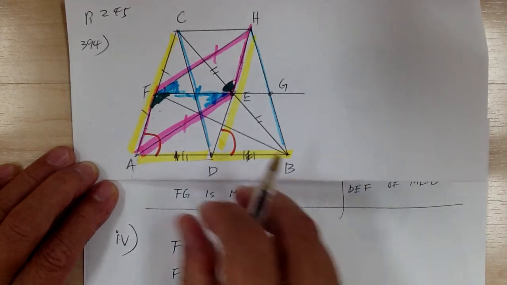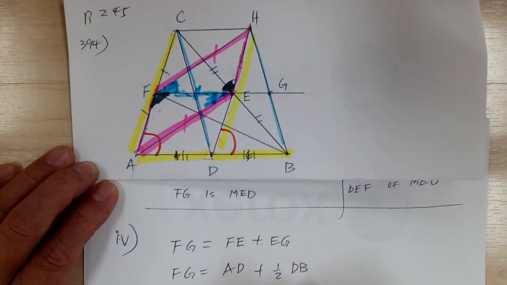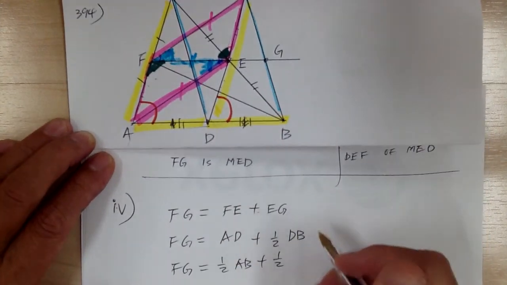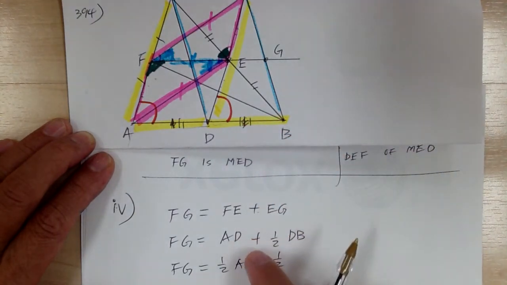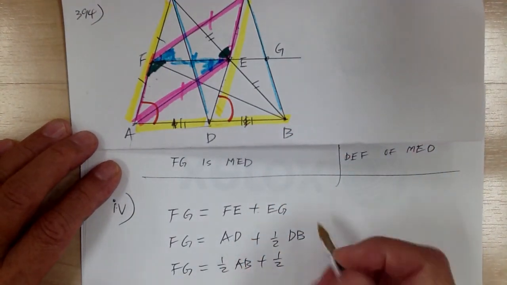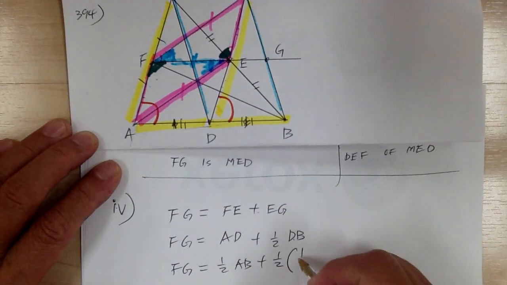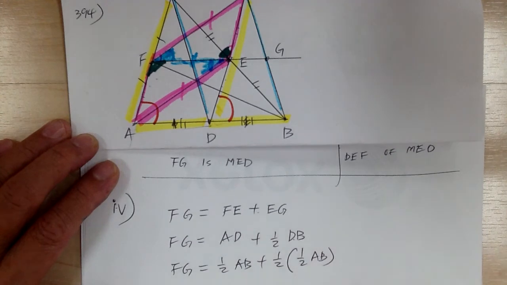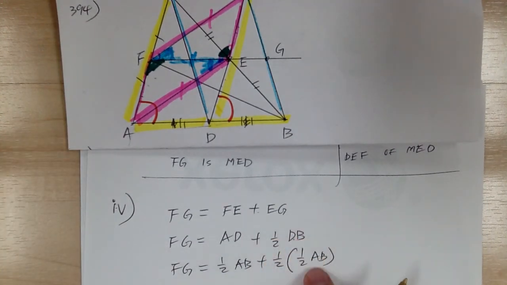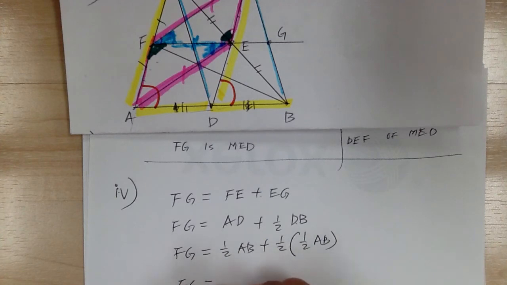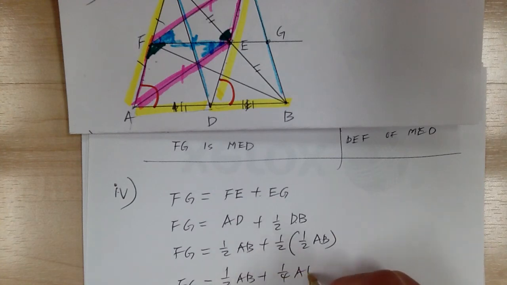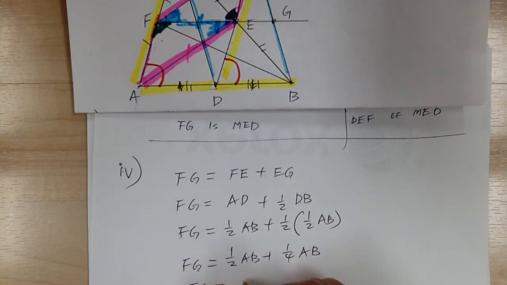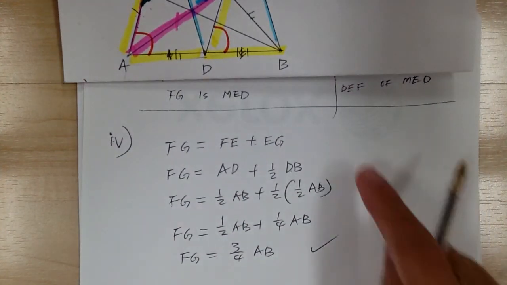So AD is 1/2 AB. And DB is 1/2 AB. Okay, so notice this 1/2 is over here. This is over here. So just do the simple math. Okay, so 1/2 AB plus 1/4 AB. So FG equals 3/4 AB. Okay, and so that's it. So again, these are just our basic math.